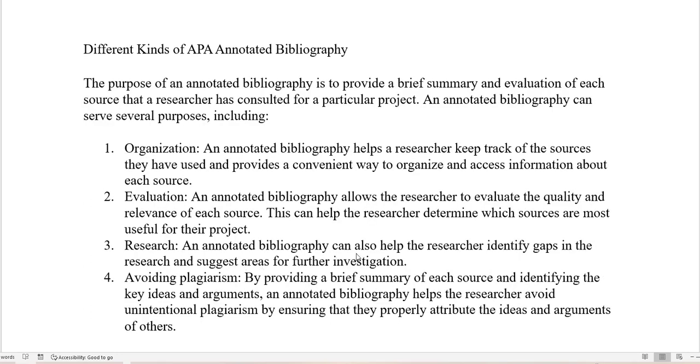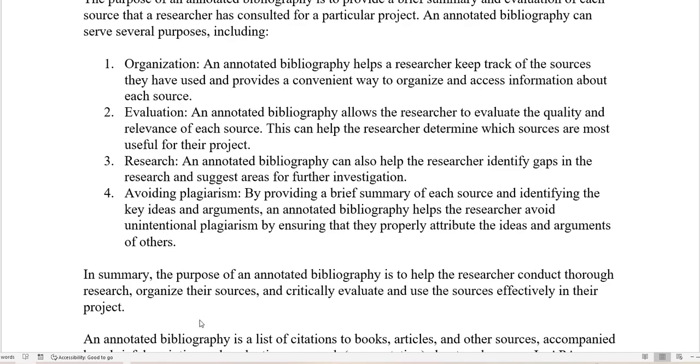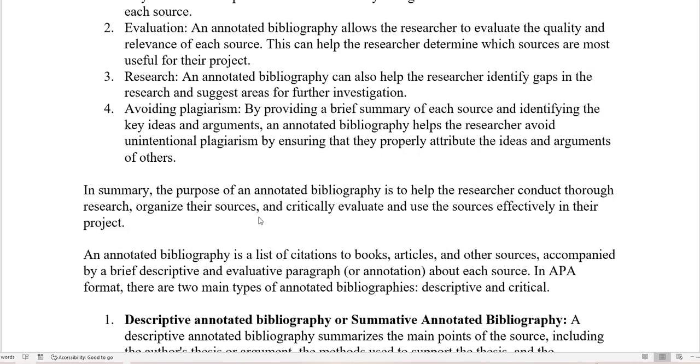Research. An annotated bibliography can help the researcher identify gaps in the research and suggest areas for further investigation. Avoiding plagiarism. By providing a brief summary of each source and identifying the key ideas and arguments, an annotated bibliography helps the researcher avoid unintentional plagiarism by ensuring that they properly attribute the ideas and arguments of others. In summary, the purpose of an annotated bibliography is to help the researcher conduct thorough research, organize their sources, and critically evaluate and use the sources effectively in their project.